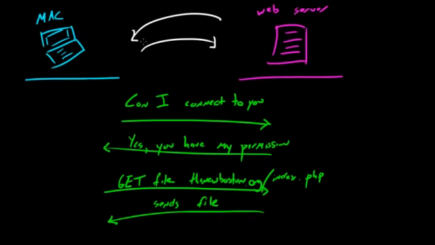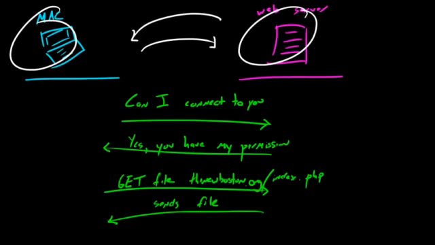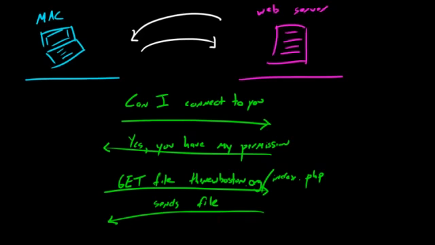First of all, this works because both of the computers, the Mac and the web server, knew the rules. They followed the same protocol, or the same set of rules. In computer networking, both computers must follow the same protocol, or else you can't have successful communication. You can't have computer networking at all.